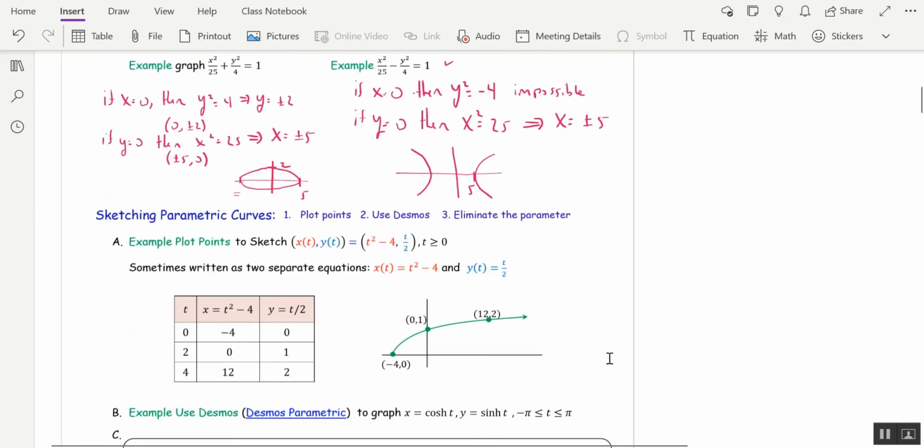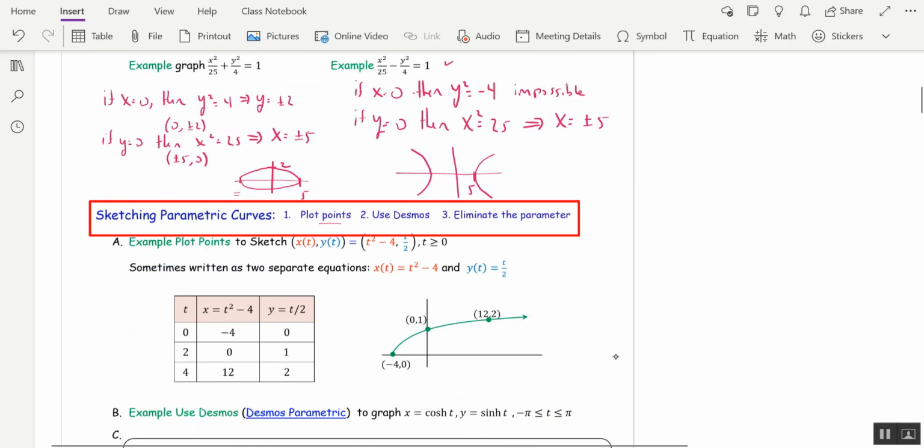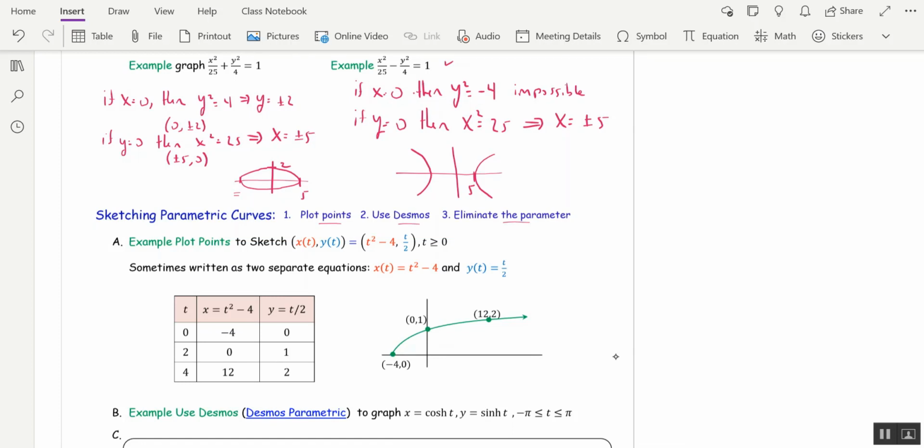So, parametric curves. I want to talk about how to sketch parametric curves by plotting points, using Desmos, or eliminating the parameter. A parametric curve is a curve with a parameter. Usually we use t as the parameter, and so you can see here, this is a parametric equation, and it's actually two equations in one. I've got x is t squared minus 4, and y is t over 2. Sometimes people write that with parentheses as a single equation, and sometimes people write it like I have down here as two equations. Both are fine.